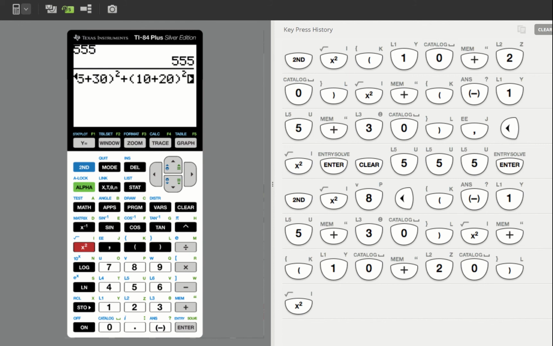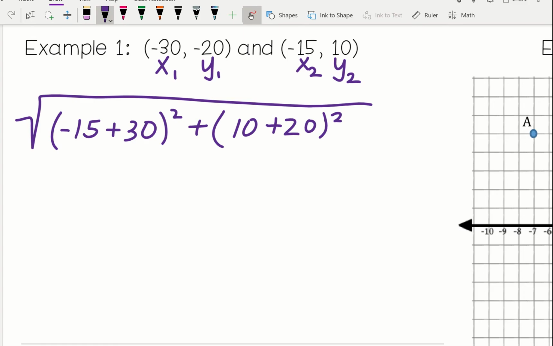Then we hit enter. 33.54. 33.541019. Because it was minus negative 20. As long as your negatives are in parentheses, it will do them correctly. Okay, so my answer is just 33.54. Unless I tell you otherwise, always round to 2 places. That's a good standard for us to keep.